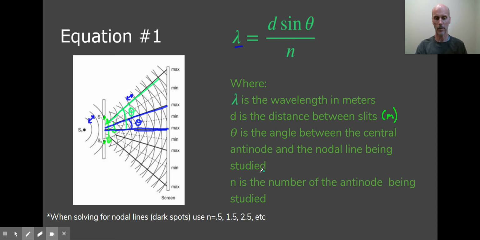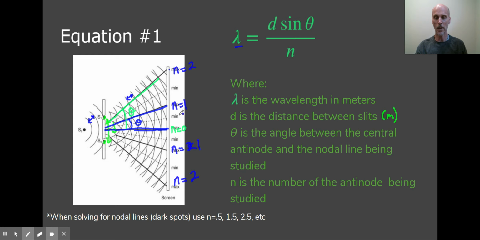Finally, n is the number of the antinodes. What happens in these situations is we start with the central antinode being n equal to 0, and then from there we count outwards. So this would be n equal to 1. That's the first bright spot that we see on the wall. This would be the second one, so we call this n equal to 2. And again, which side you choose to study doesn't really matter. It's symmetrical, so that would be n2 as well. That would be n1. This would be n2. So we just count outward from the central one.